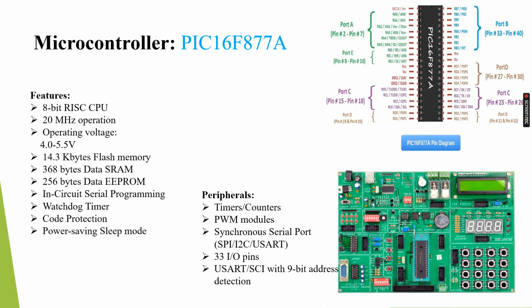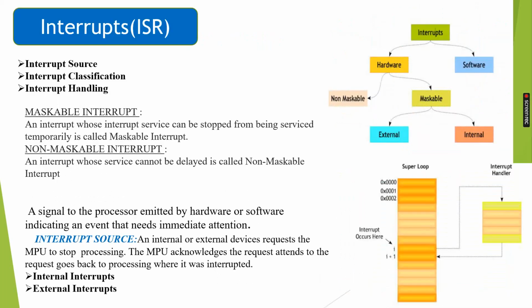The features of this PIC 16F877A are that it is an 8-bit RISC CPU. It operates at 20 MHz frequency. Its operating voltage is 4 volts to 5.5 volts. It mainly consists of a watchdog timer, code protection, and power saving sleep mode. So that is the reason we have selected this microcontroller board for our project. My friend Kulayappa will continue this presentation.